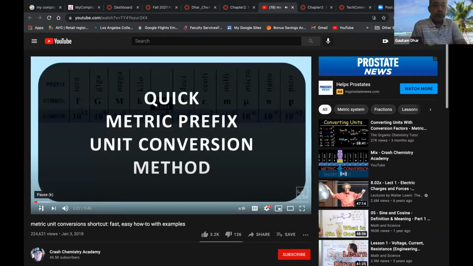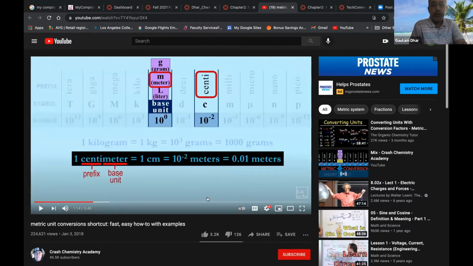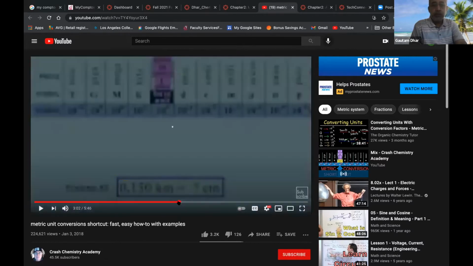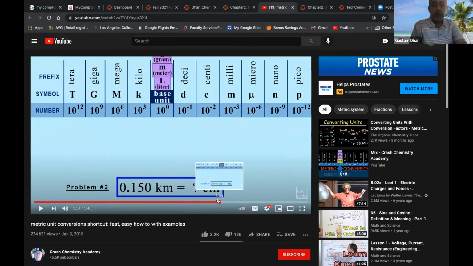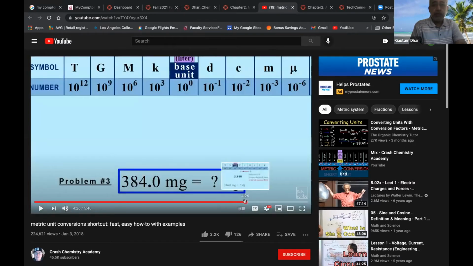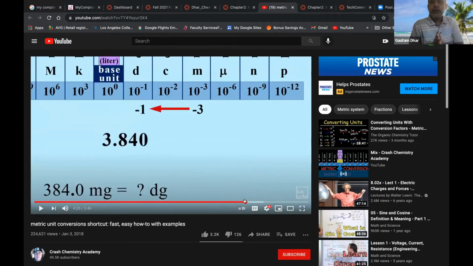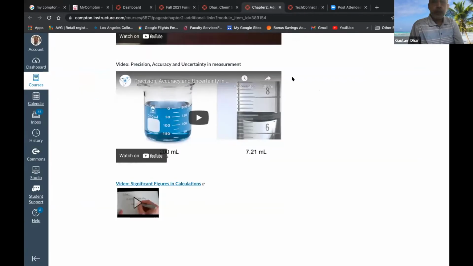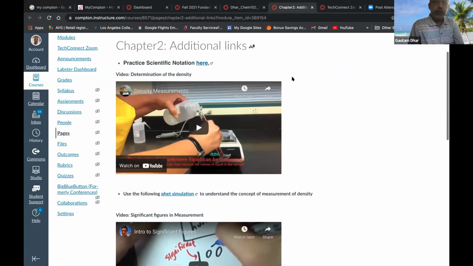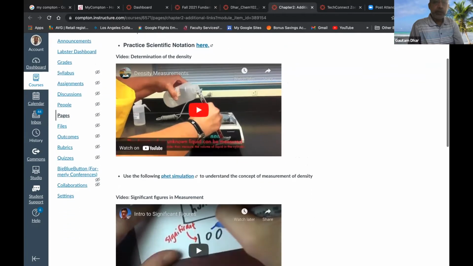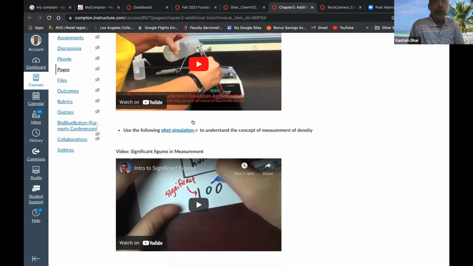So I'm not going to run this, but you can also see how metric conversions can be done. There are also conversions, and you can cancel one unit with another, just like we did for the density. So it's basically done the same way. So you can stop this video and practice them, which is as good as practicing from the book. There are other videos here regarding significant figures and scientific notation that you can watch. Okay, so I'll leave it to you with that.